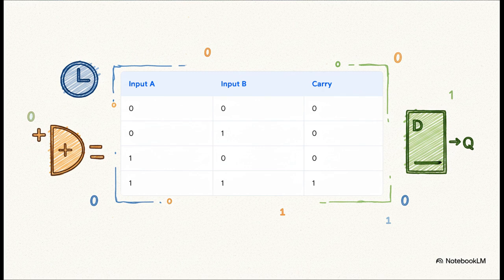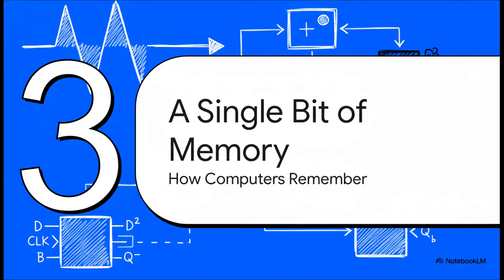So to add bigger numbers, like 11 plus 11, we chain these full adders together, passing the carry from one to the next, just like you would on paper. All right, we have heartbeats and we have a basic brain. But what's the point of calculating something if you immediately forget the answer? So the third and final piece of our puzzle is memory. How does a machine actually hold on to information?